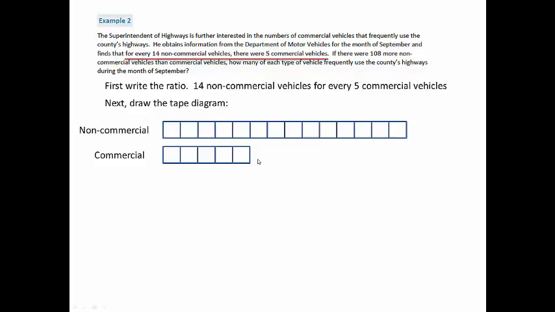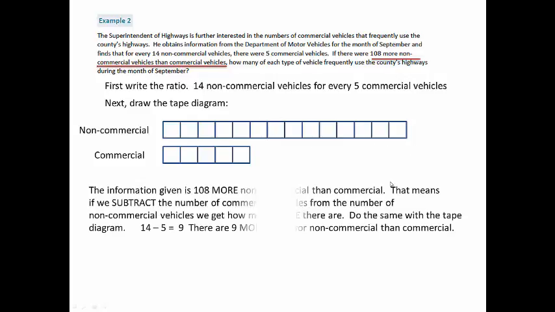Next, we have to figure out how we're going to find out what number to put in each box. We don't know the total number of non-commercial. We don't know the total number of commercial. And we don't know the total altogether. All we know is that there were 108 more non-commercial vehicles than commercial vehicles. If we subtract those two, we'll find out how many more boxes there were. Right? We're going to do that with a tape diagram.